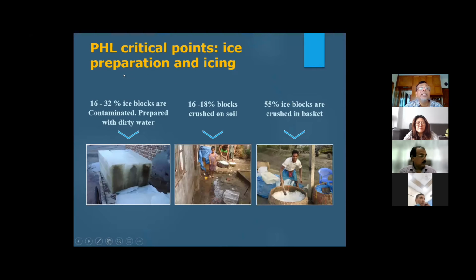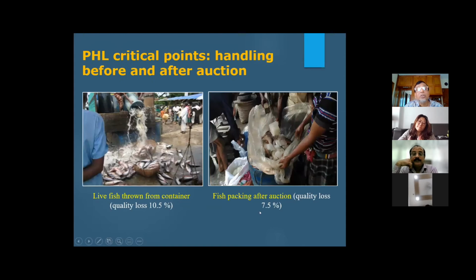Another critical point is ice preparation and supply of ice. An estimate says there are more than 450 ice manufacturing factories in our country, but in our study we found that 16 to 30% of ice blocks are contaminated, prepared with dirty water. 16 to 18% of ice blocks are crushed on soil, and 55% of ice blocks are crushed in baskets. So this incurs huge losses. And you see the handling before and after auction.